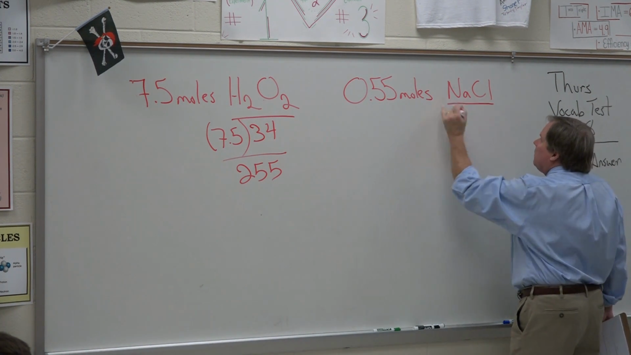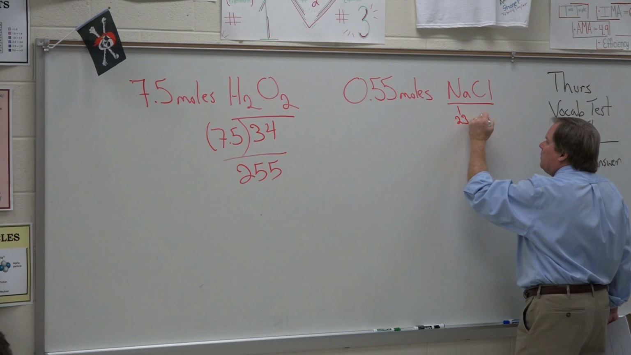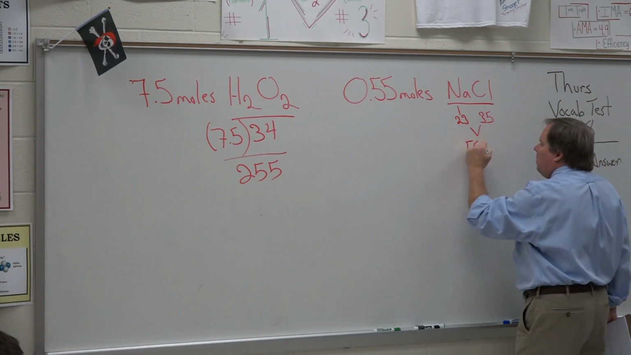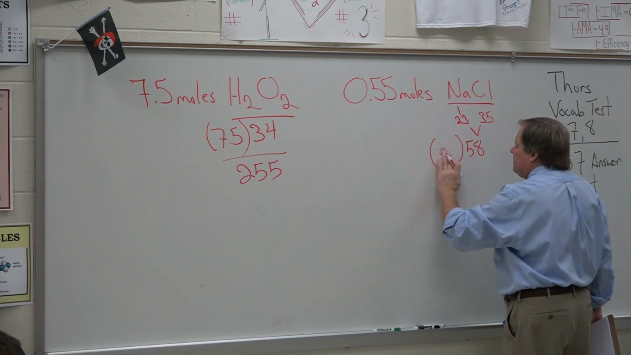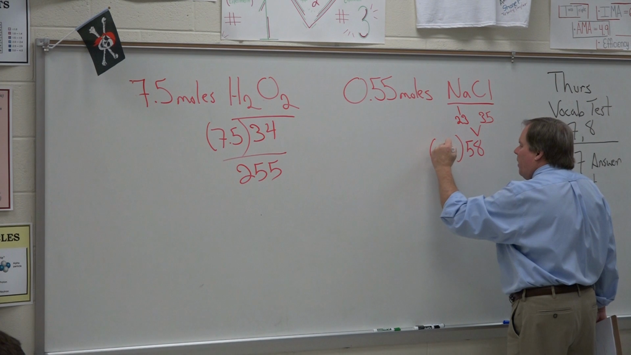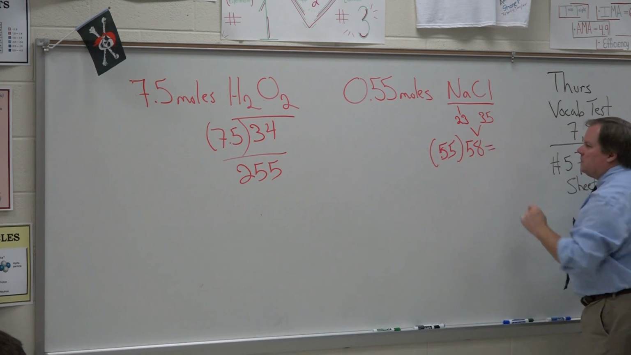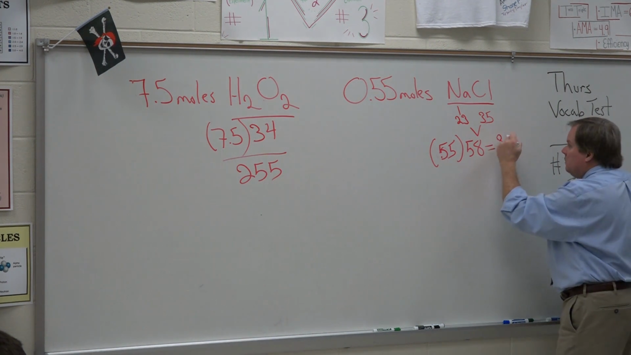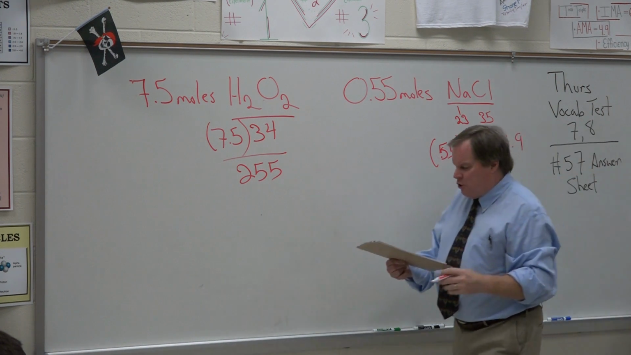Salt, sodium chloride. You have 23 for sodium, and what do we want to use for chlorine? 35. So we are at 58 for 1 mole, but we only have 0.55. So what's our result? 31.9. All right, good, so that's number 2.